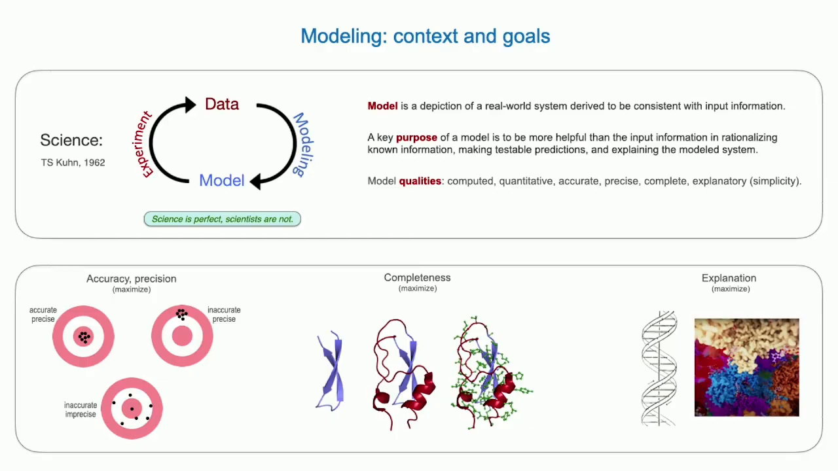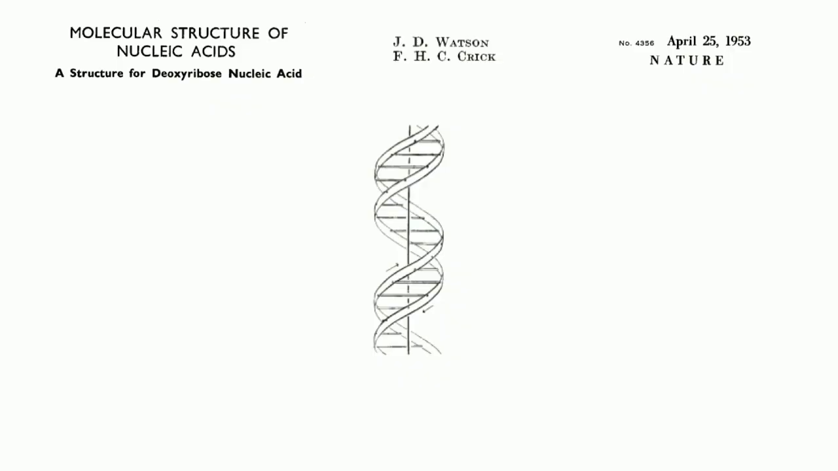And these terms, I'm pretty confident you know at least approximately what I mean by them, but they are visually depicted here. Accuracy and precision, completeness both in terms of extent and detail, and then these qualities will determine the explanatory power of a model in terms of connecting it with the rest of our knowledge and rationalizing and explaining things.